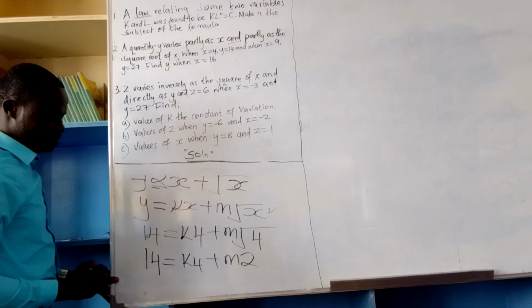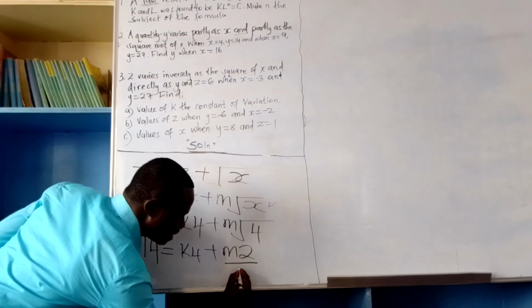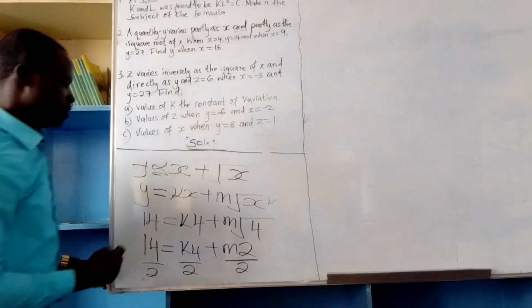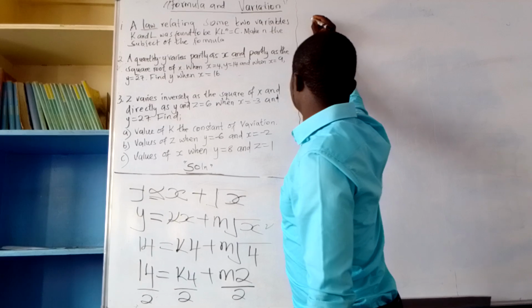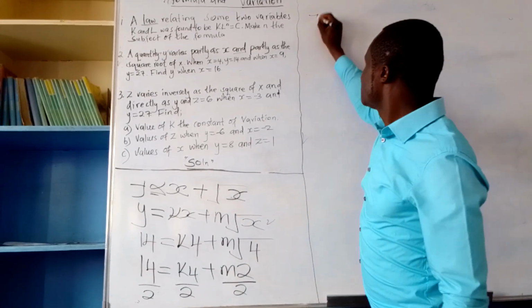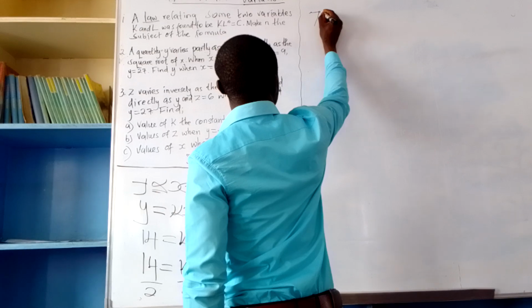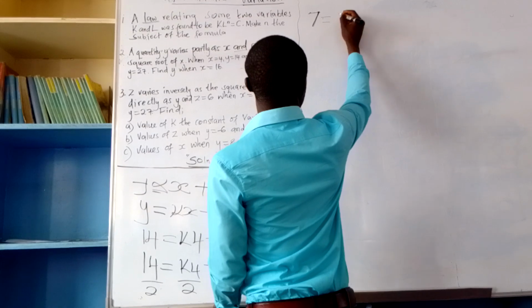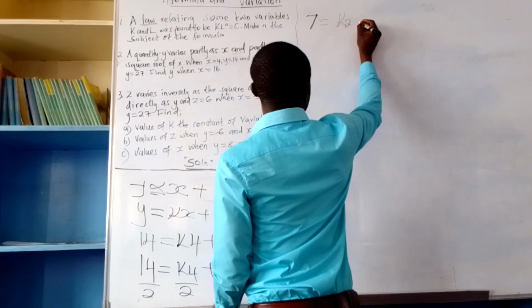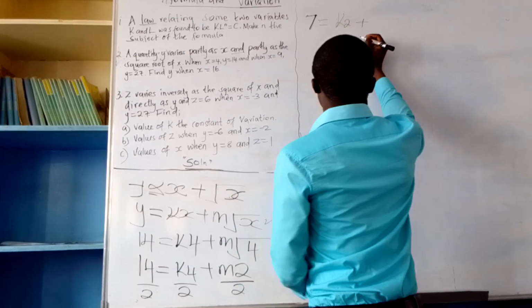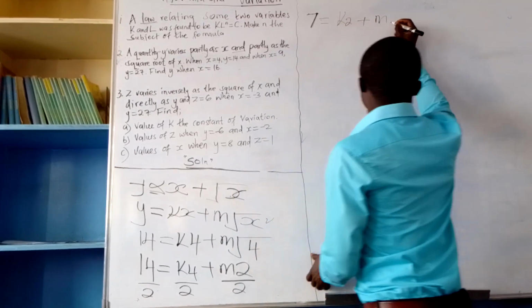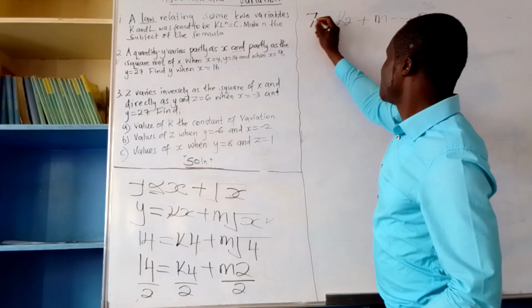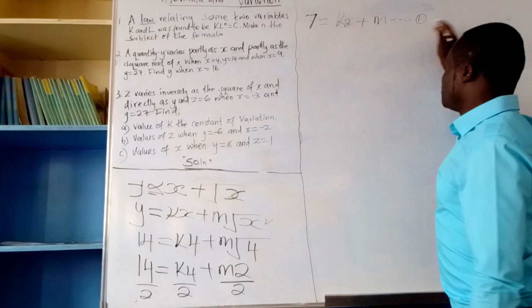For us to get it clear, we are going to divide both sides by 2. That's all by 2, also by 2. There, we're going to get 7 is equal to k2 plus m. This is going to be our first equation. We have 7 is equal to k2 plus m, our first equation.